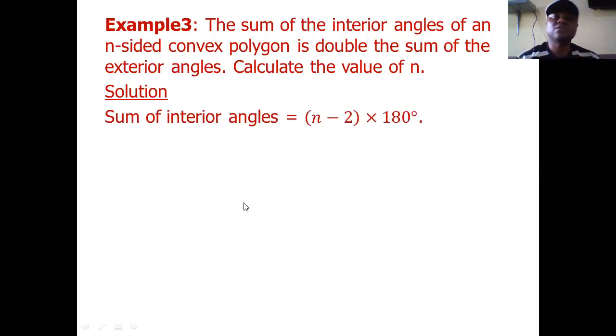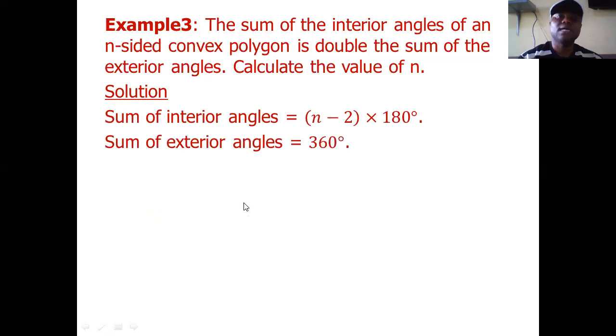Now, the sum of interior angles is n minus 2 times 180 degrees. And then the sum of exterior angles is what? 360 degrees. And here the question says the sum of the interior angles of an n-sided convex polygon is double the sum of its exterior angles. Double means 2 times. That means n minus 2 times 180 degrees is equal to 2 times what? 360 degrees.